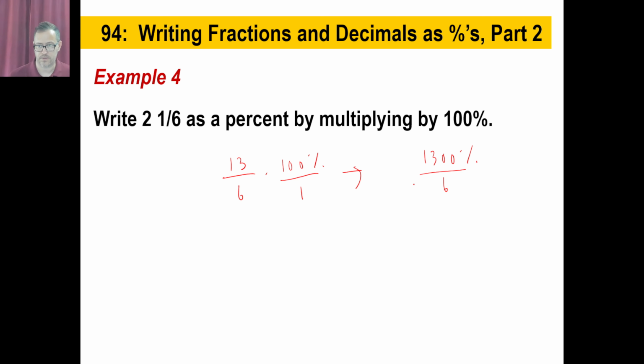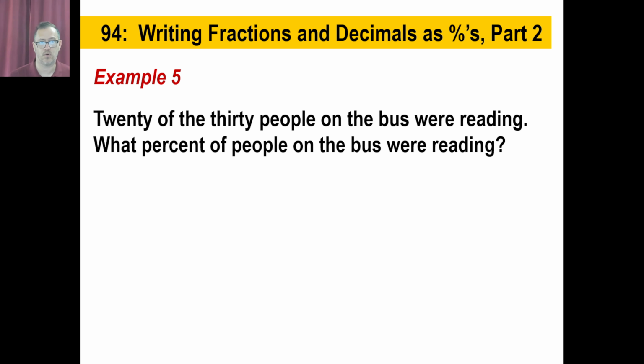Okay. Well, 6, this is where we just go right into, 6 into 1,300. That's going to be 2, and there'll be 1 left over. 6 into 10 is 1, and there'll be 40 left over. 6 into 40 is 6, and there are 4 left over. 4 over 6, that's the same thing as 2/3, right? So that'll be 216 and 2/3. That's a weird looking 3%. That's all there is to it. Multiply by 100%. Okay. All right.